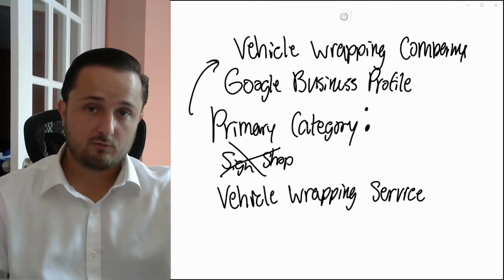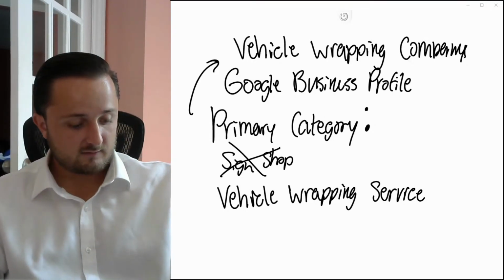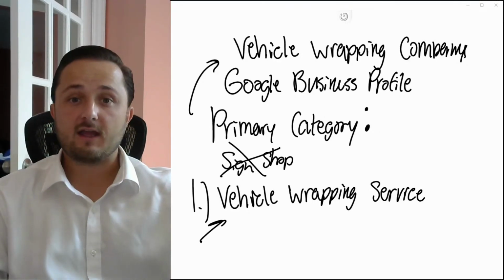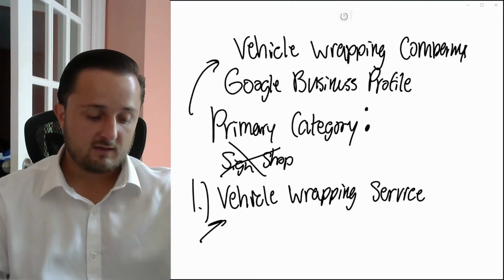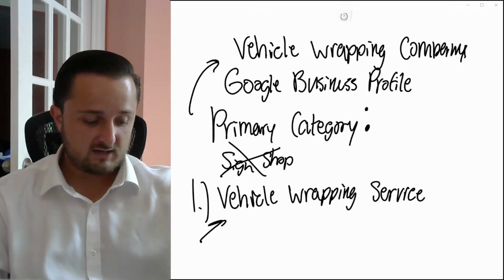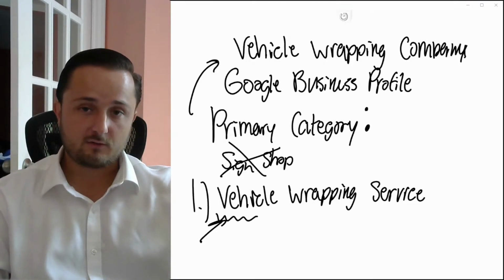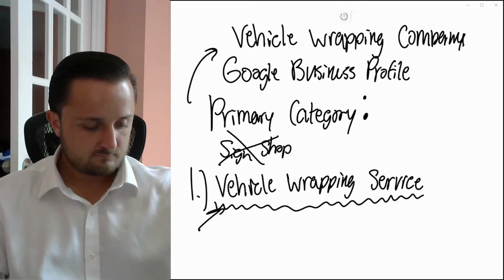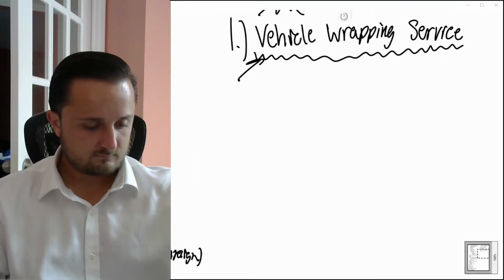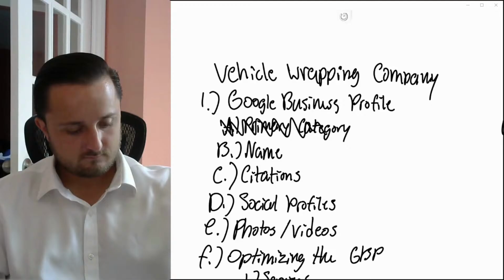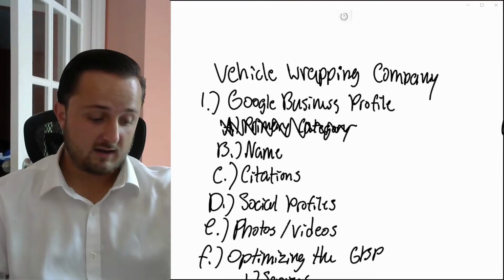So if I'm setting up a new Google Business Profile for a client, this is the primary category I would have. If they already have a Google Business Profile and their primary category is something else, then I will change this to vehicle wrapping service. Next, we're going to talk about the name.